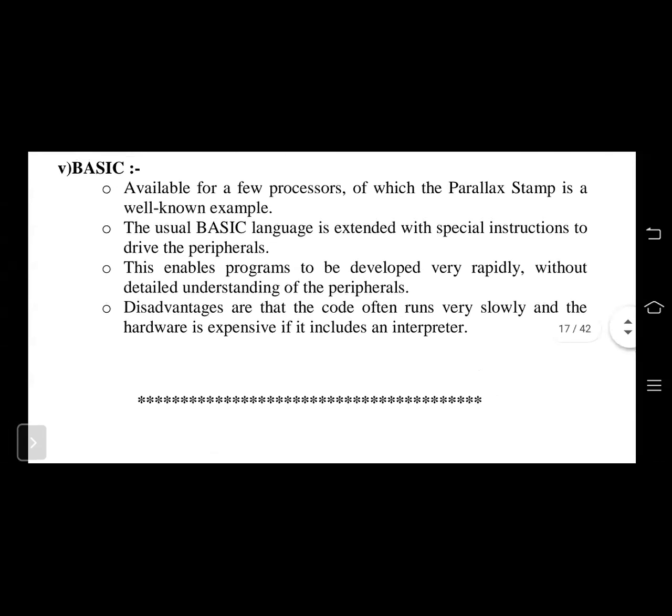Now BASIC was, again, one of the languages. Almost nobody is using it now, but it was available for a few processors, and the Parallax Stamp is a well-known example. So the Parallax Stamp is a processor for which this language was used. The usual BASIC language is extended with special instructions to drive the peripherals.